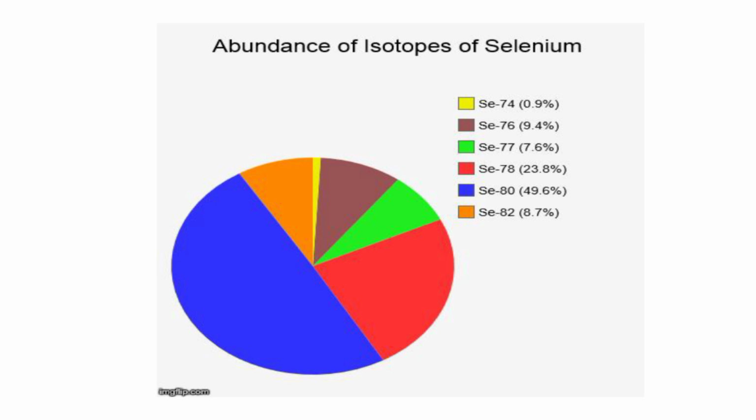Abundance of isotopes of selenium. The abundance of selenium-74 is 0.9%, selenium-76 is 9.4%, selenium-77 is 7.6%, selenium-78 is 23.8%, selenium-80 is 49.6%, and selenium-82 is 8.7%.